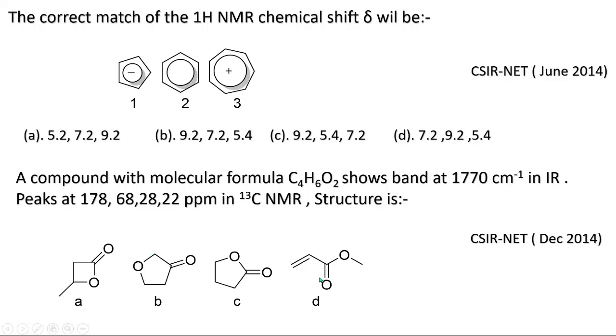In this molecule, this is of course an ester, but if you see the conjugation, there is conjugation from both sides, from this side also and from this side also. So this carbonyl stretching frequency will be very much less. This is not 1770. So the confusion is between A and C, which will be the correct answer.